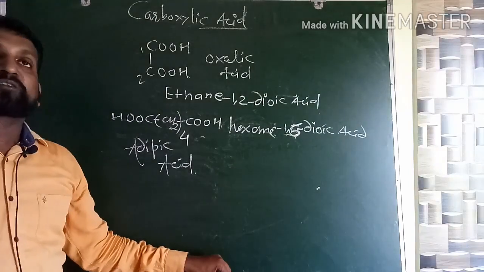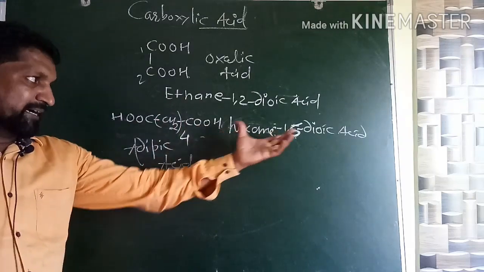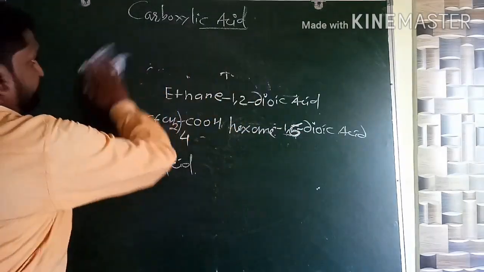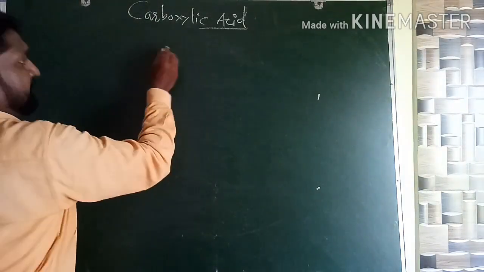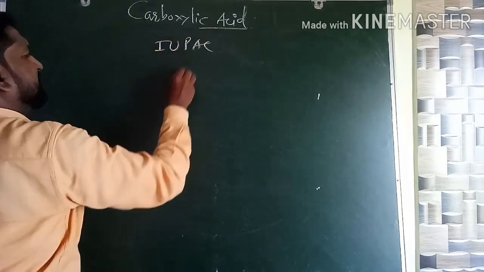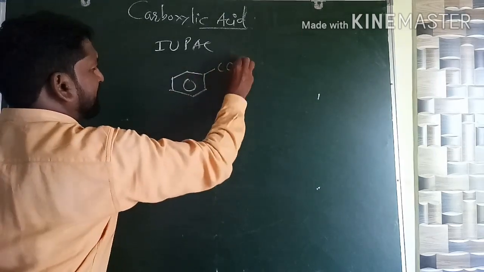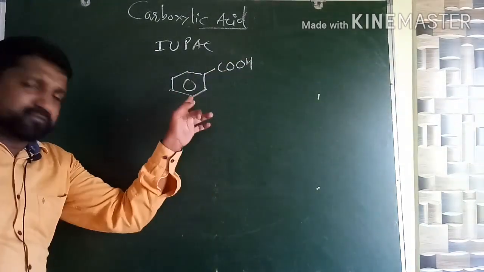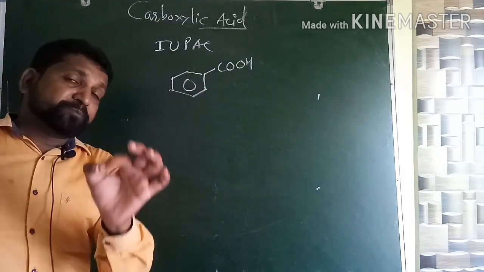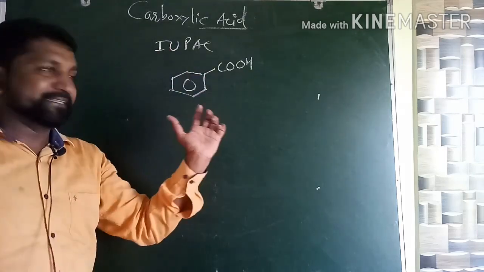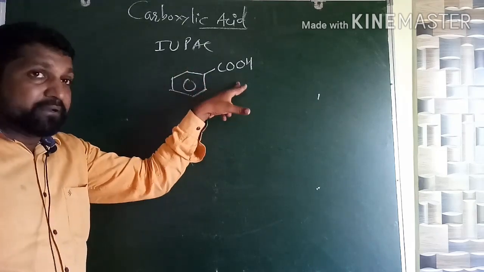So here is the nomenclature, common as well as IUPAC side by side. Okay, next, let's go for some aromatic acid. See here, IUPAC name. Everybody see here, what is this? Benzene. If I go for COOH, what is the common name? Benzoic acid is the common name.